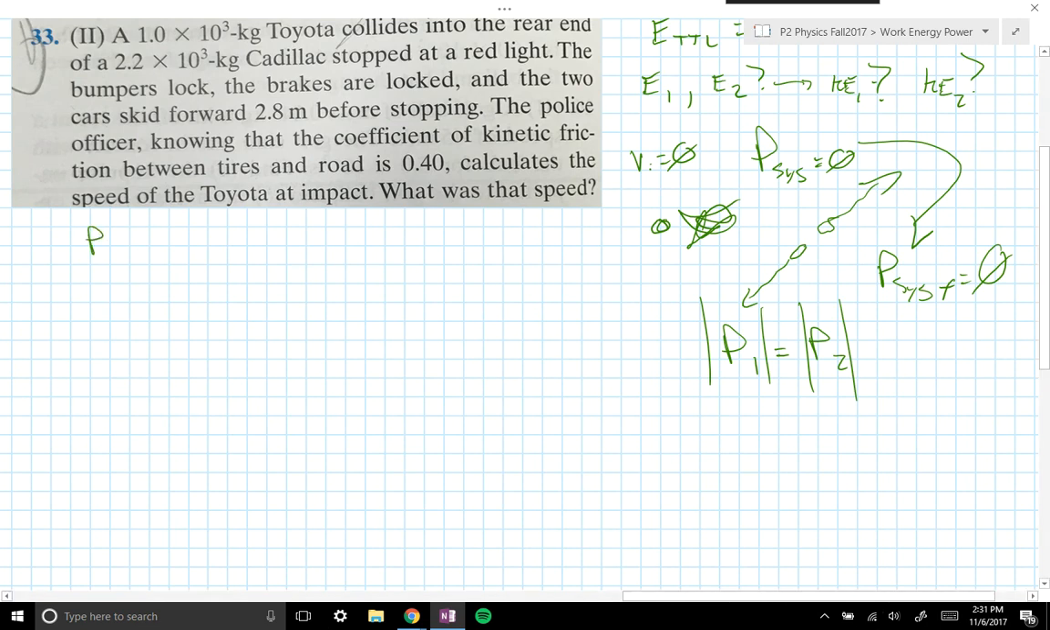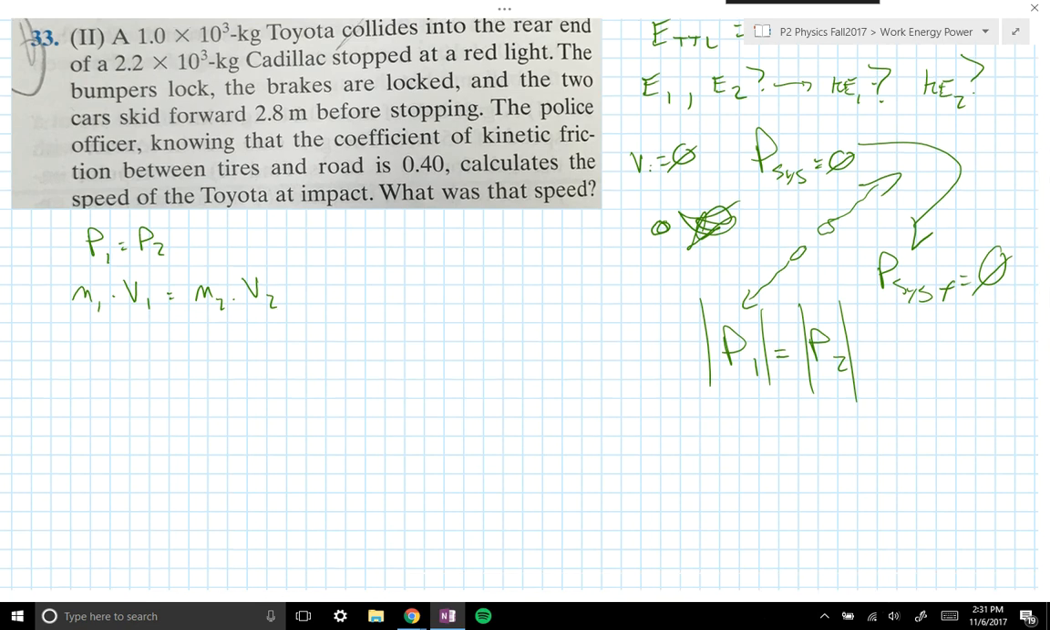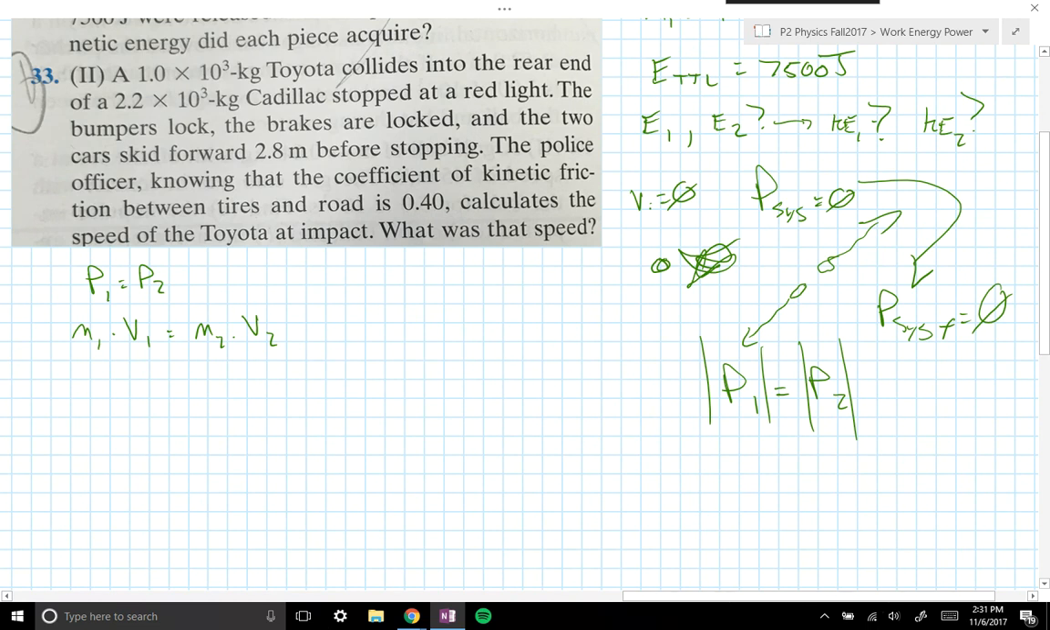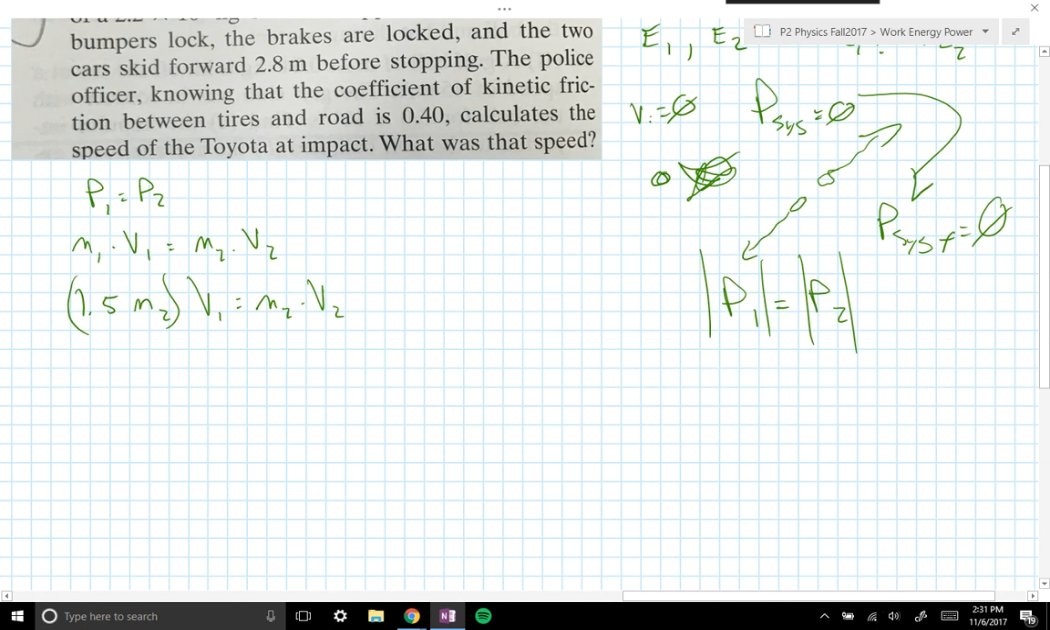So I'm going to say that the momentum of 1 is equal to the momentum of 2. That's mass 1 times velocity of 1 is equal to mass 2 times velocity of 2. Okay. We know that mass 1 is equal to 1.5 times the size of mass 2. So I'm going to replace mass 1 with 1.5 times m2 in its place. All right, so I can factor that out, right? Divide both sides by m2. And so what I'll see is that the first velocity times 1.5 is equal to the second velocity. All right, so the second one will be going 1.5 times faster than the first piece. Okay.